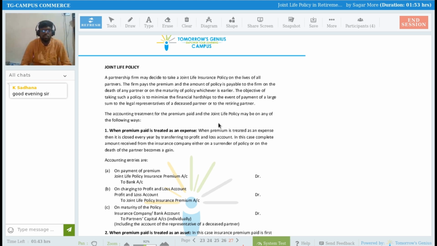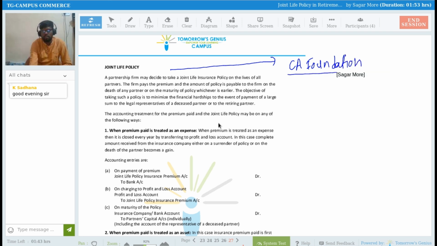In that session, we're going to solve more questions from the CA Foundation, right? So automatically you will get clarity, and you will become aware about CBSE also. This joint life policy concept is specifically for CA Foundation and is not there in your CBSE syllabus. Please note this down. This concept is not there in CBSE, right?